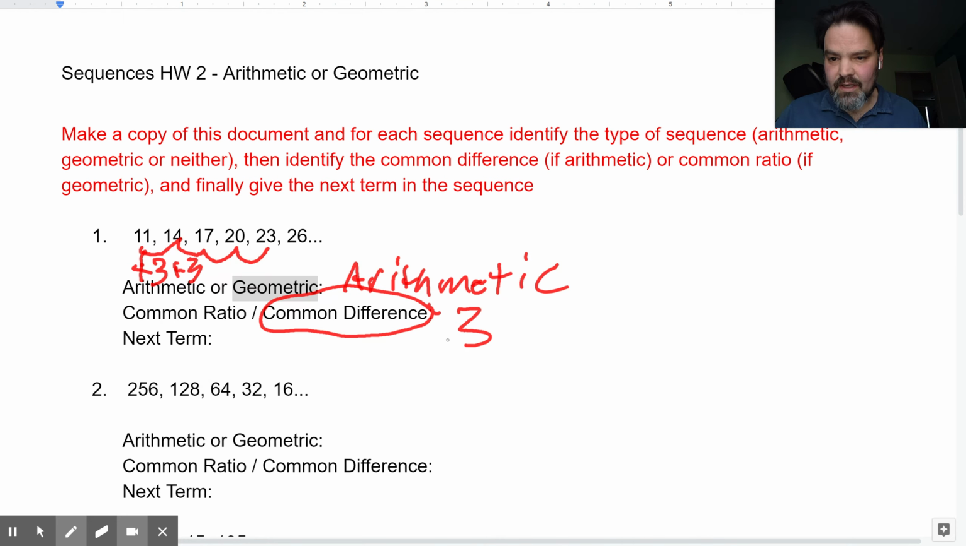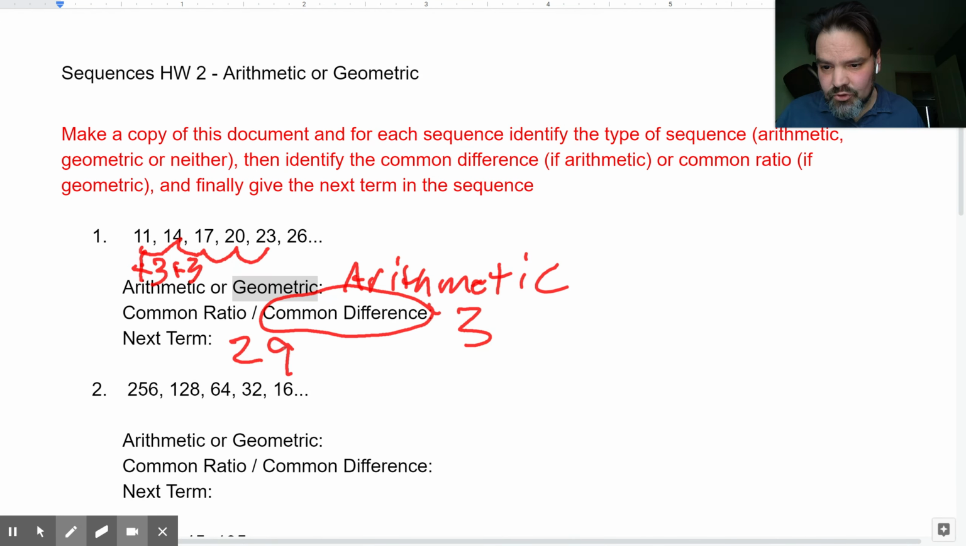Common difference of 3. And if we know it's arithmetic, and we know the common difference is 3, then the next term would be 26 plus 3, or 29. And for this one, it is just the next term. One thing I noticed on the previous homework is I was often asking you to write the ninth term. This one, I'm just asking for the next term. Okay, let's look at this next one here.